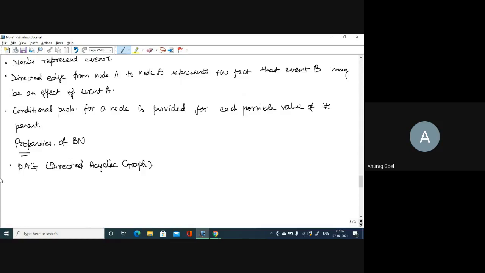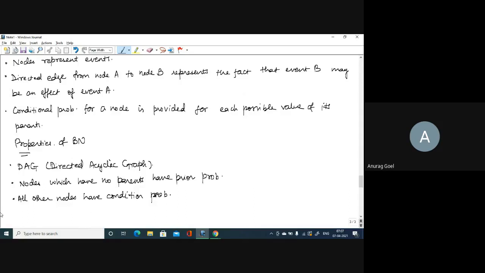In this, nodes which have no parents have prior probabilities, and all other nodes have conditional probability. In general, there can be multiple directed paths between a given pair of nodes in a belief network.